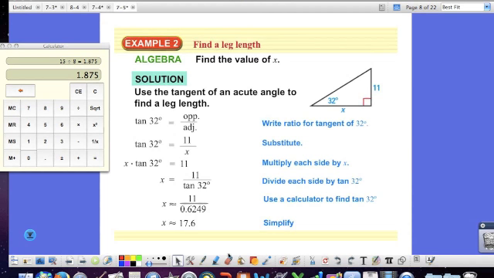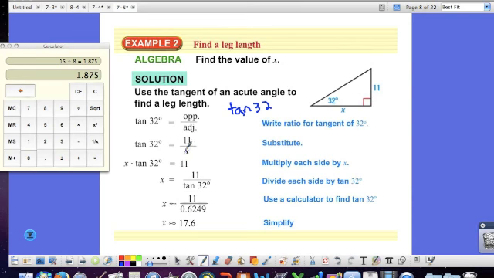Tangent of an acute angle to find a length. This is where we would actually do it. And they're telling us that this is 32 degrees. That means that the tangent of that, the tangent of this 32 degrees, just like they have here, is the opposite over the adjacent. So the opposite is 11, we don't know x.